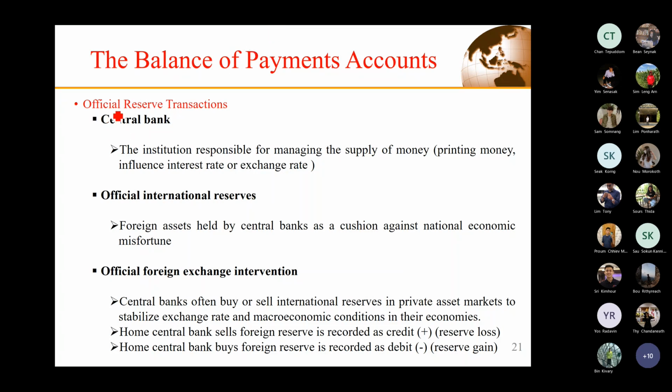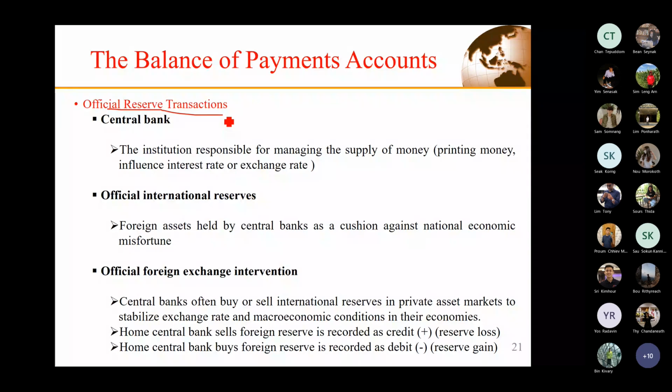So this is the kind of transaction that is bought and sold by the central bank. This is a specific transaction performed by the central bank of each country. Okay, we call that the official reserve transactions.